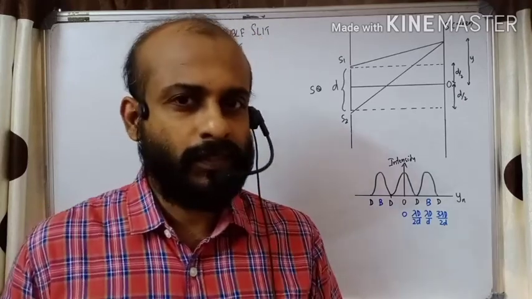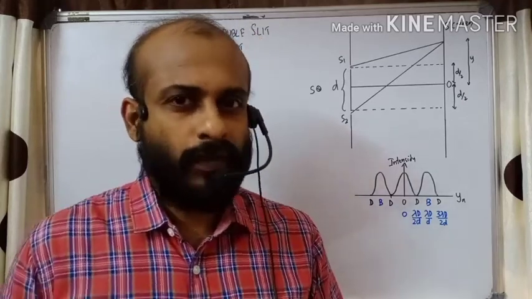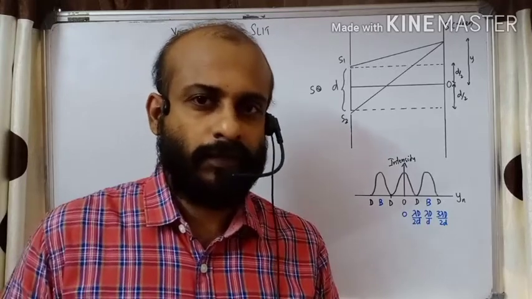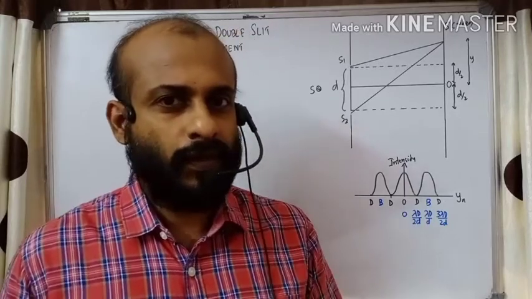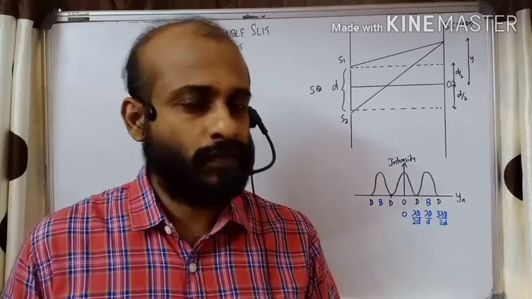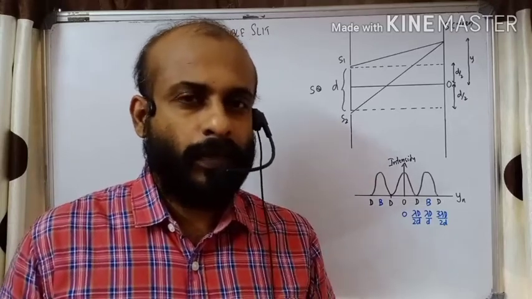Today we are going to see an important experiment in wave optics. The name of the experiment is Young's double slit experiment. So in the last class we have seen constructive as well as destructive interference and the pattern of interference fringes.